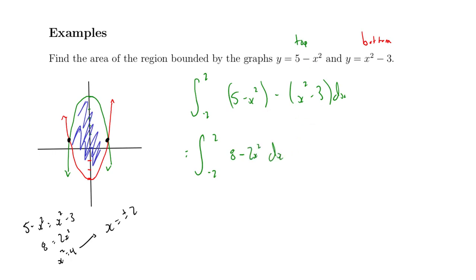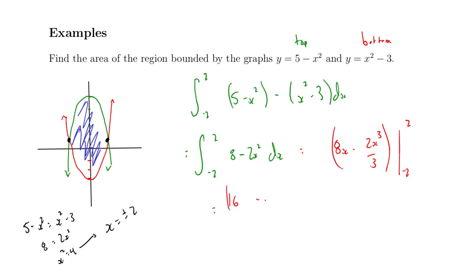Now I can anti-differentiate this thing. I've got 8x minus 2x cubed over 3, and I'm going to evaluate this from negative 2 to 2. You can use a whole bunch of symmetry tricks on here if you'd like. You could just evaluate it from 0 to 2 and double the size of that. That's fine. I'm going to go ahead and just do it the way that it's written.